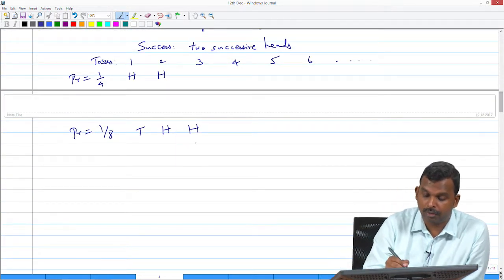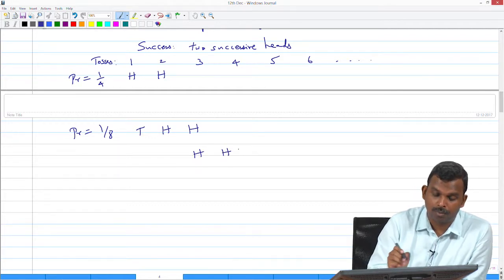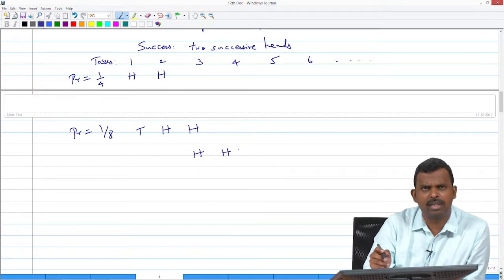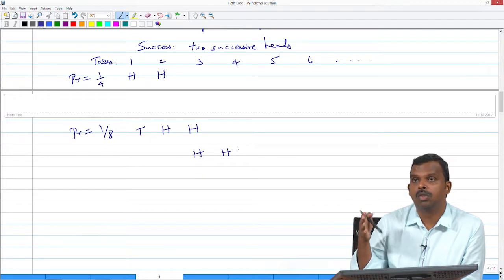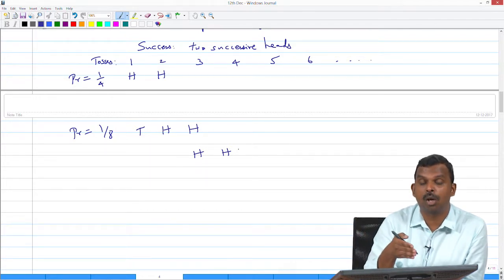So, what about the first time 2 consecutive heads occurred, which is 3 and 4. Okay. So, hopefully you can see. I am tossing a coin repeatedly. When I get 2 successive heads I stop. So, first question: what is the probability that you will stop at the second toss?